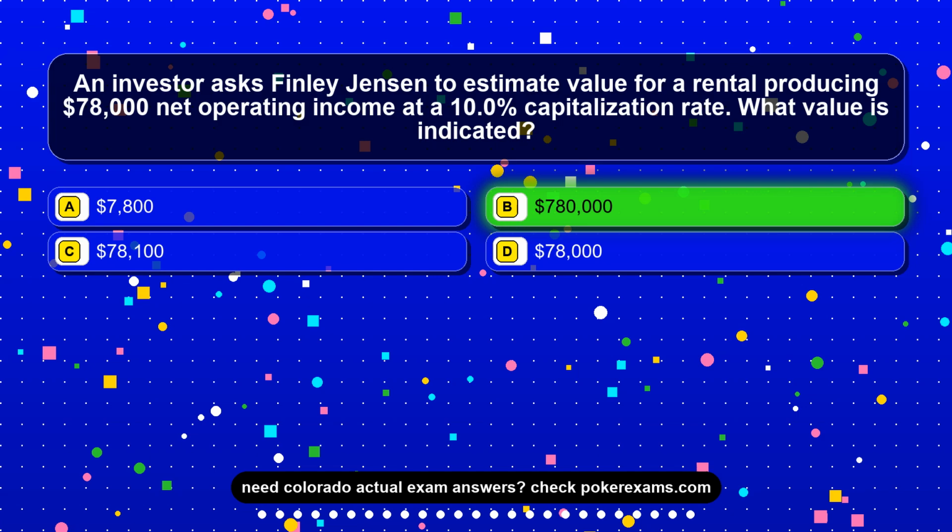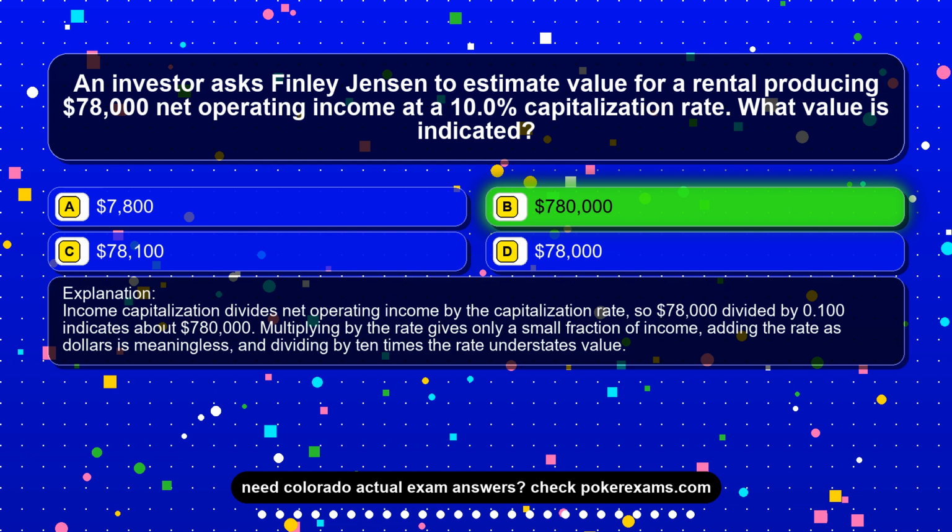The correct answer is option B, $780,000. Income capitalization divides net operating income by the capitalization rate, so $78,000 divided by 0.100 indicates about $780,000. Multiplying by the rate gives only a small fraction of income, adding the rate as dollars is meaningless, and dividing by 10 times the rate understates value.